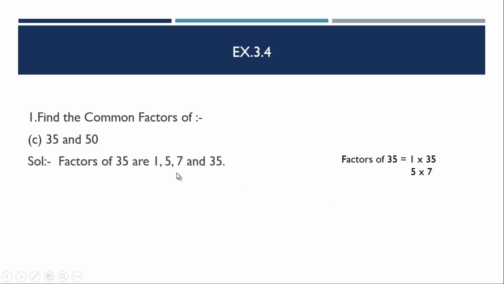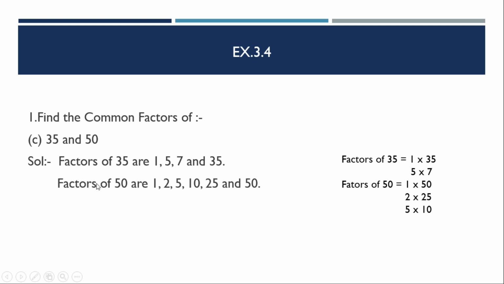The next one is 50. Factors of 50: 1 into 50. Will it come in the 2 table? Yes, since it is an even number. 2 25s. Then 5 tens are 50. So factors of 50 are 1, 2, 5, 10, 25 and 50. What are the common numbers here? 1 and 5. So the common factors of 35 and 50 are 1 and 5.